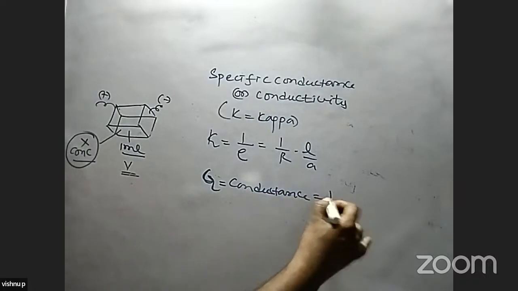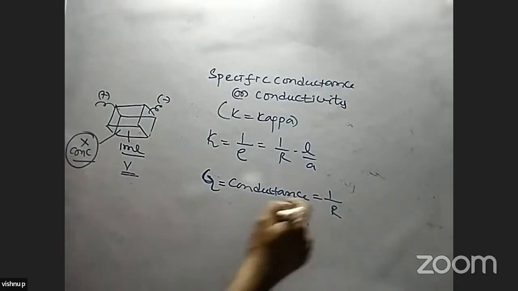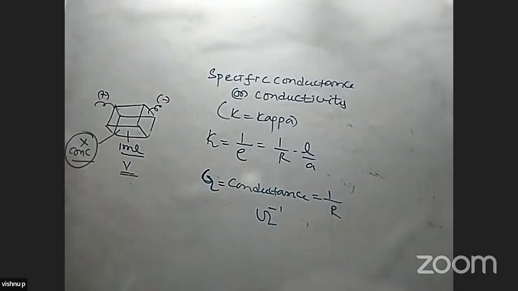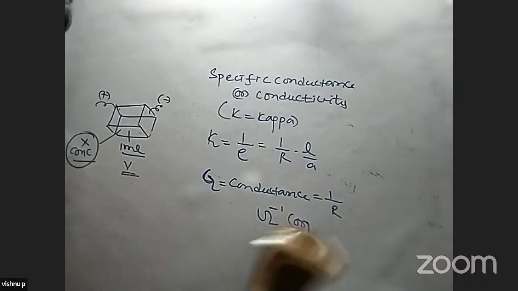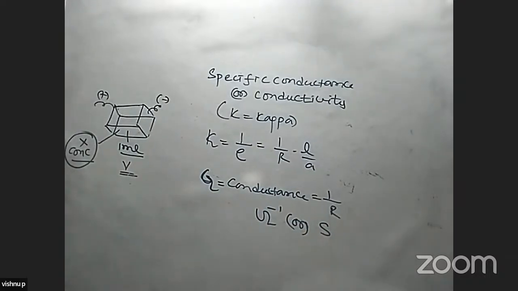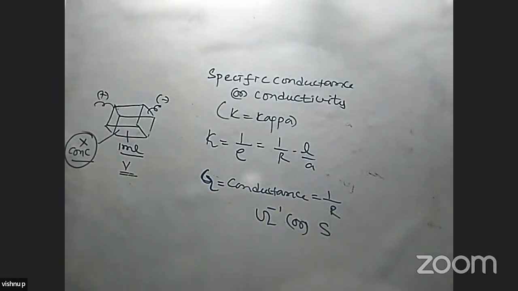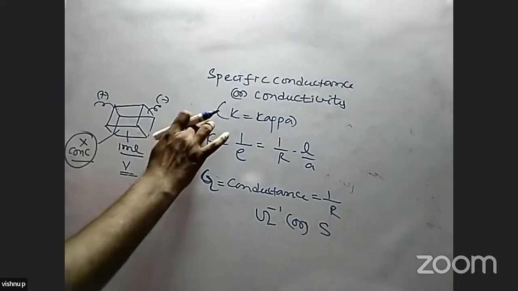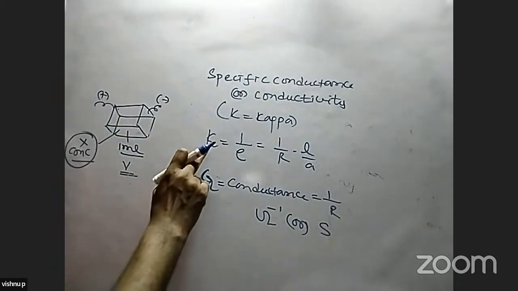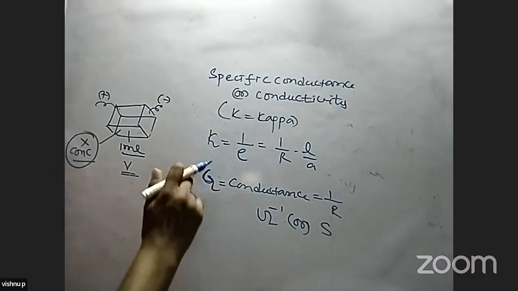Conductance is always inversely proportional to resistance. The unit of conductance is the reciprocal of ohm, or Siemens. Siemens is denoted by S, or we can call it mho also. So conductance is equal to 1 by resistance. Here kappa is equal to 1 by rho. Specific conductance is equal to 1 by rho.